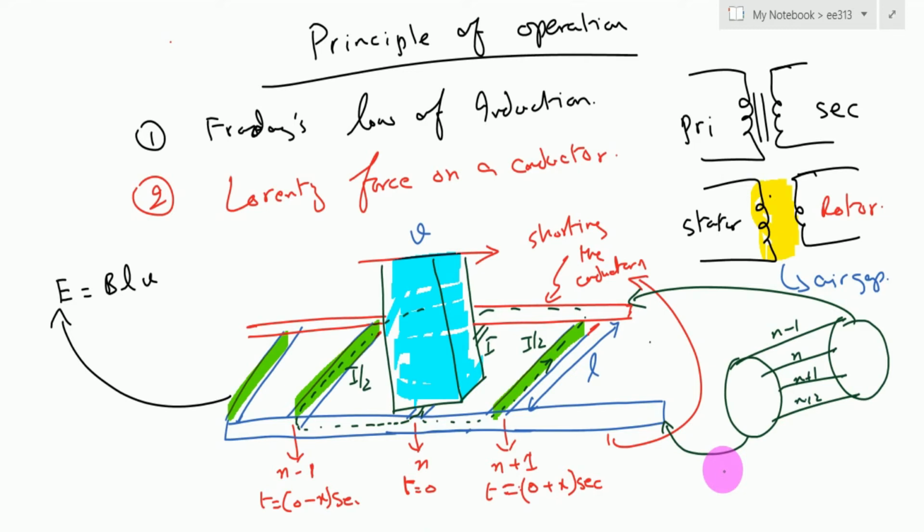What happens here is that there will be a mechanical force exerted on these conductors, and if the conductors are allowed to move, if they can move on some axis, then the rotor will start to move, and that movement will be in the same direction as the magnetic field, because it has to nullify the effect.